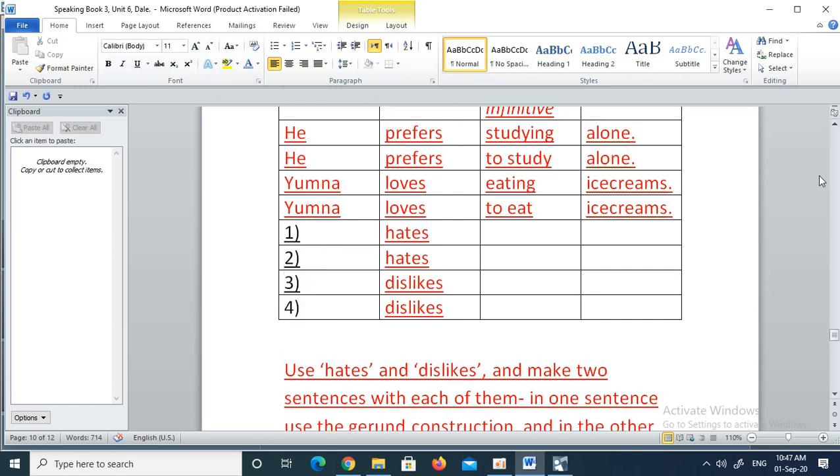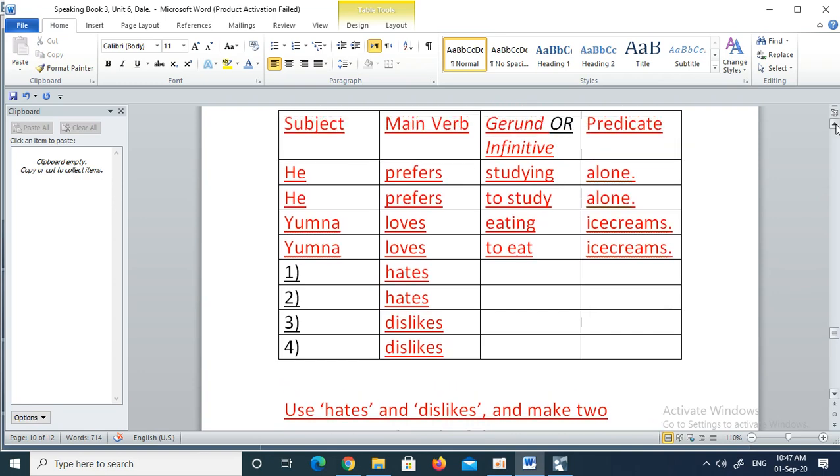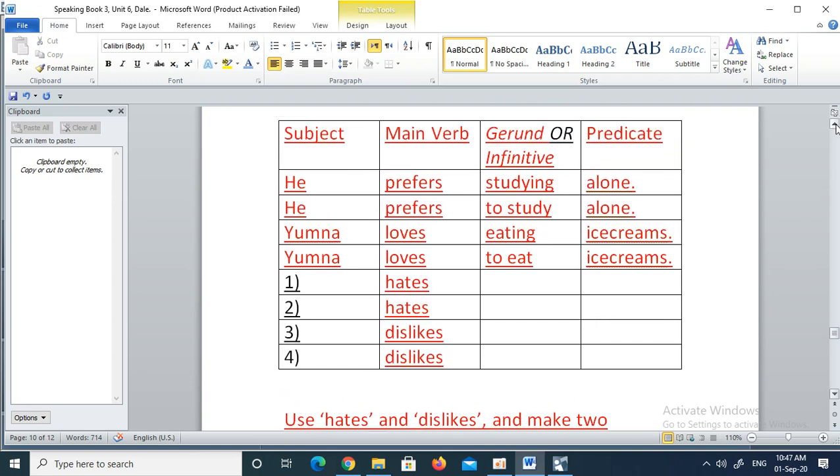So for each of those 2 verbs, hates and dislikes, I want you to give me 2 sentences. In the one sentence, use the gerund. And in the next sentence, use the infinitive. Okay. Please pause the video, guys, and I need you to make me 4 sentences, all on your piece of paper. Okay.